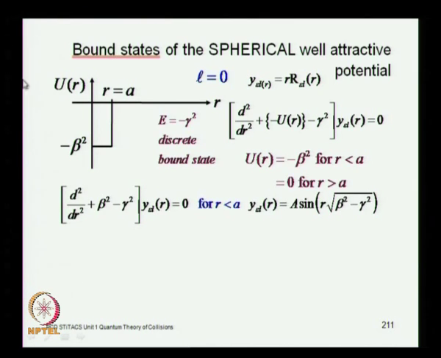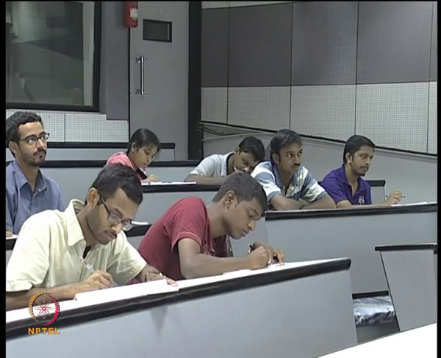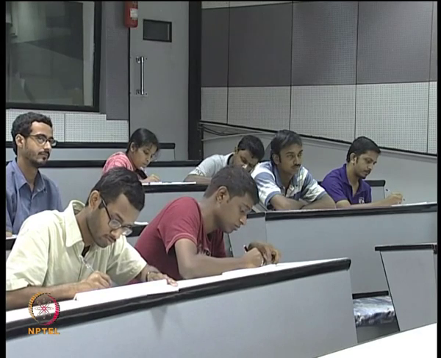Now, you know what the solutions are. This differential equation for r less than a has the potential minus beta square, so you can solve it very easily. This will be a sinusoidal function, since u is a constant over the entire range from 0 to a, and outside it is an exponentially damped function. Outside the well it will be exponentially damped because it is a bound state. It can certainly penetrate through the potential a little bit, but then the amplitude will damp out as e to the minus gamma r.